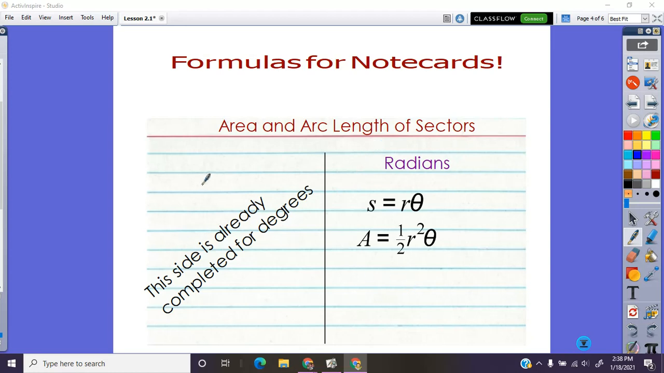If you're in one of my classes, you've already completed the degree half of this. So now we still have our same variables. S still represents arc length, R represents our radius, and theta now represents our central angle, but it is in radians, so you've got to watch out for that. And A still represents our area. If you recall, you should have the other side already completed.